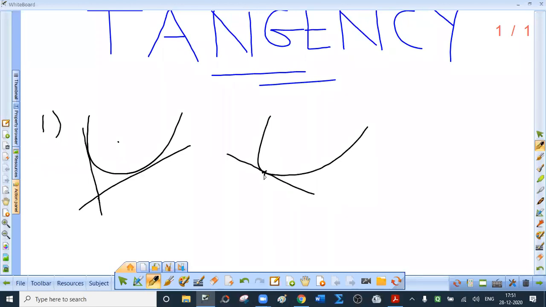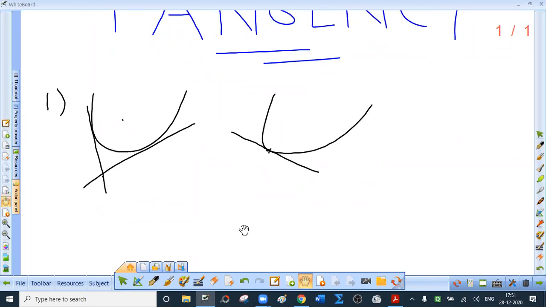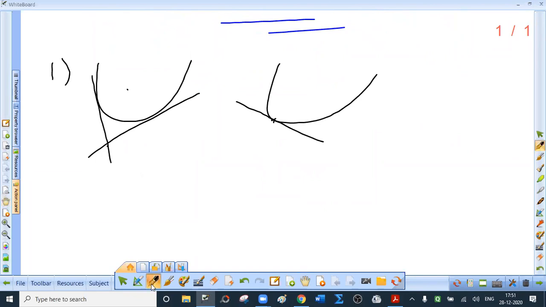So when I say equation of tangent, by that I mean equation of tangent to the curve at a point, say x1, y1 on the curve. Is that clear? So this is the first part which we'll be discussing for any curve. Secondly, we will find the condition that a line with slope m is tangent to the curve.